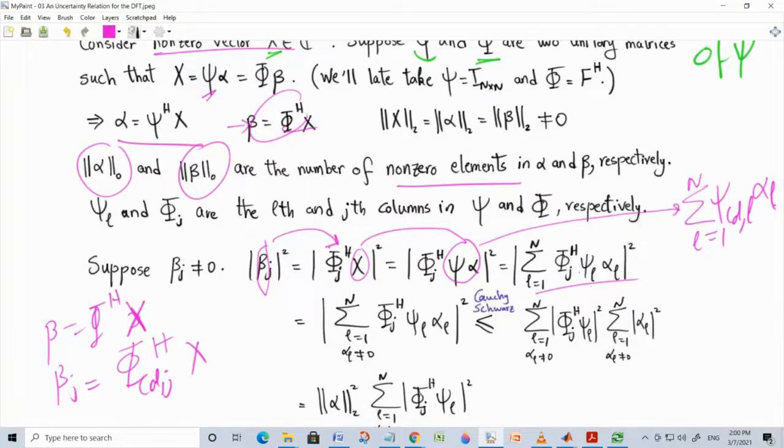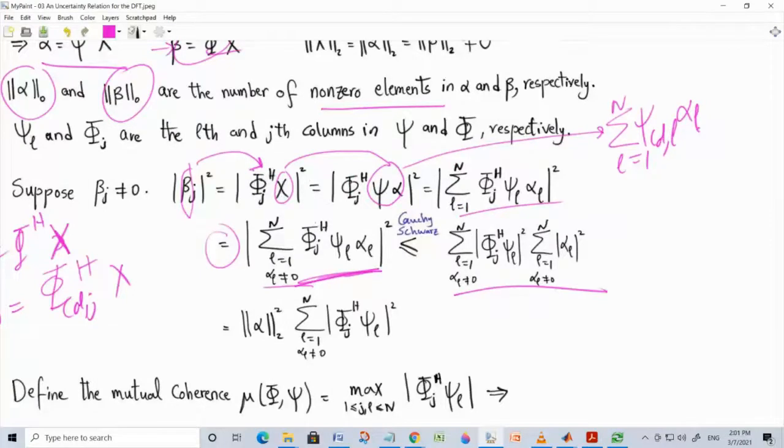Now in this summation there are zeros in the alpha vector. You can remove those terms from the summation. If there are no zeros, you will not remove any term. If alpha L is 0, this summation without that term is as good as the same summation. So we have an equality here because we just remove the zero terms. Then apply the Cauchy-Schwarz inequality to this summation, and it will give you this.